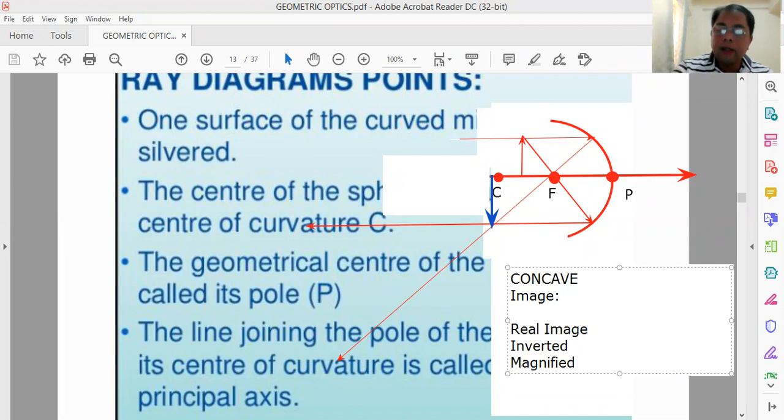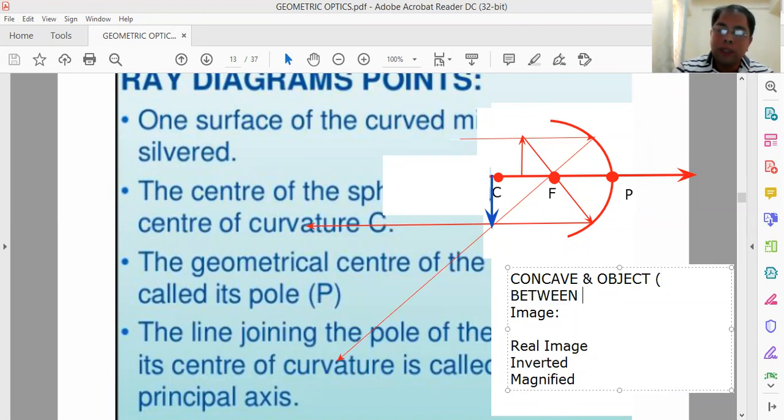Another point to mention is that the object is standing between C and F. You can actually move yourself to different locations in this diagram. You can position yourself after the center, or before the center. You can put yourself between center and focus, or between center and vertex or pole.